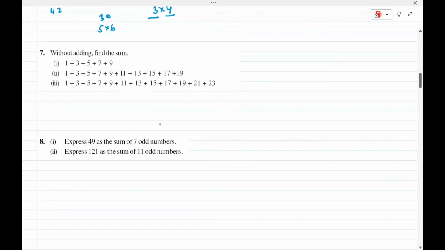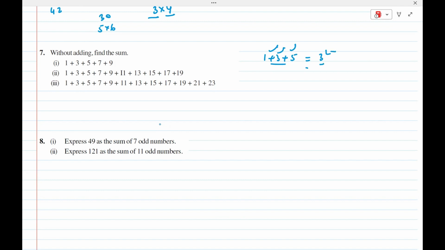Let's move to the 7th question. Without adding, find the sum. So see, we have studied one property that if I add consecutive odd numbers, if I add 3 consecutive odd numbers, it will be 3 square. The number of odd numbers I add, here I have added 3 consecutive odd numbers, so that's its square.